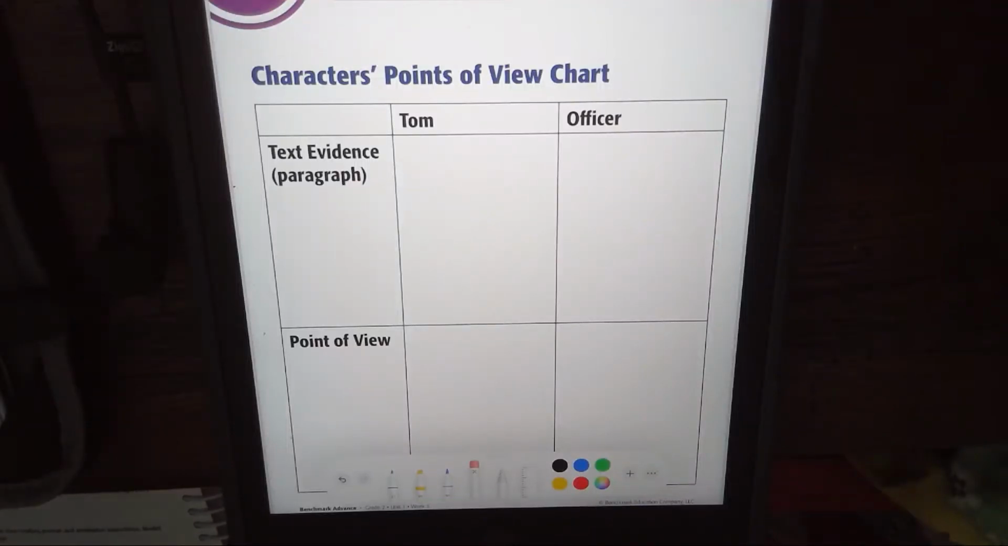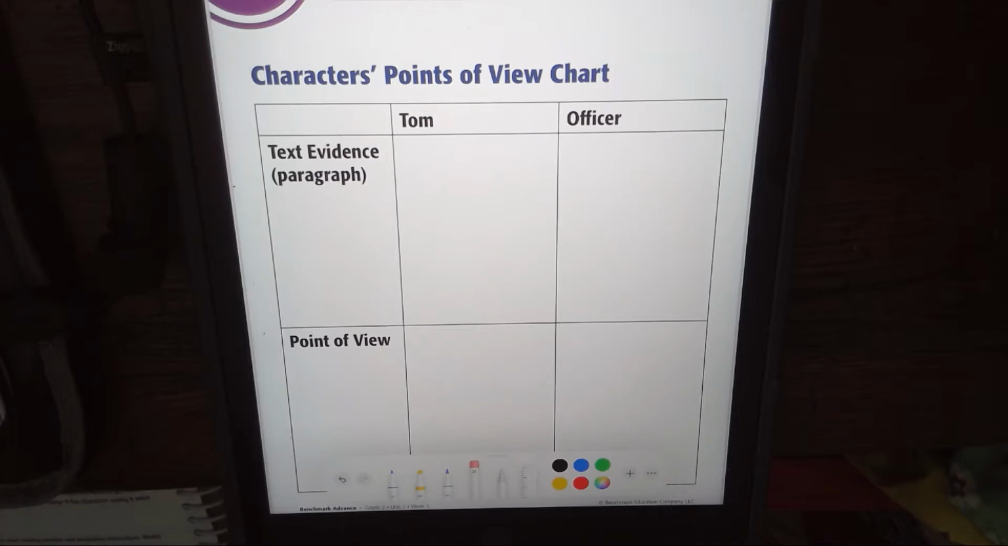Hi guys, today we are going to talk about character's point of view. We just learned a little bit about it and we're going to apply what we learned to our story, Getting a Message to General Washington. So we know that a character's point of view is what a character thinks and feels by what they say or do. So we are going to think about our two characters in our story, Tom and the officer, and try to see if we can determine their point of view of the situation in the story.